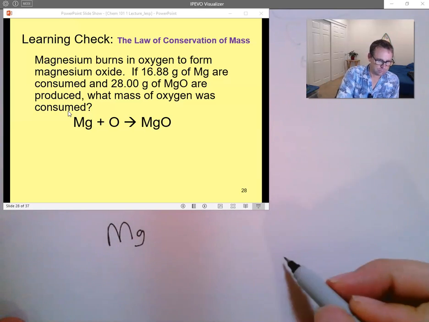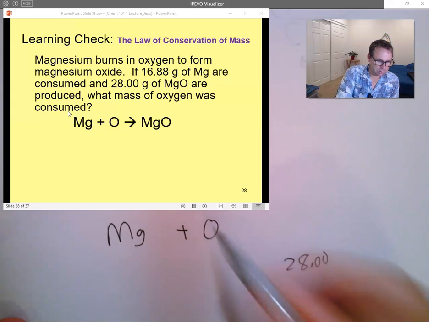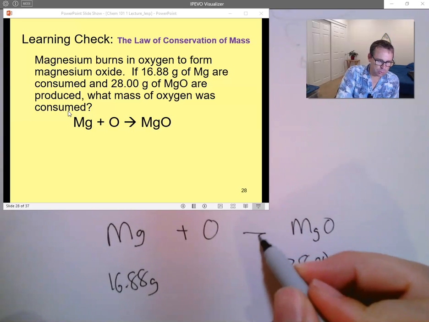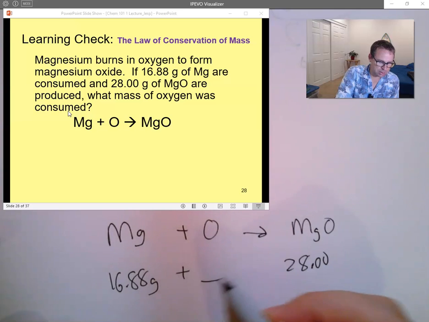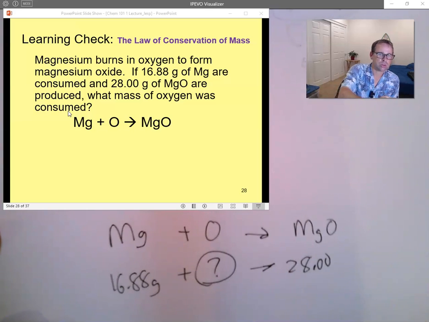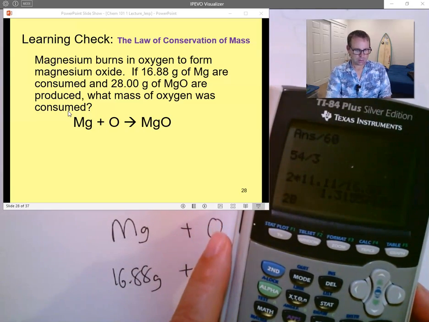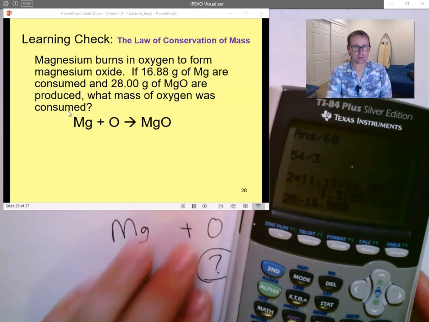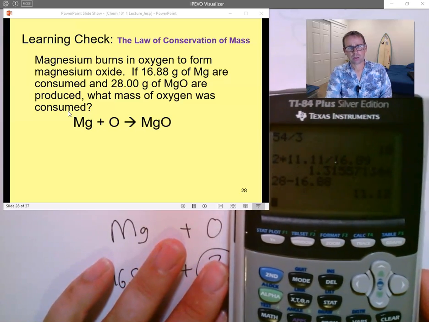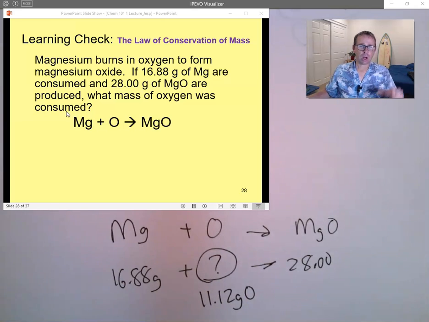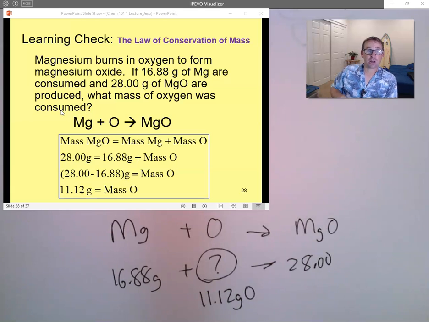28 grams minus 16.88 grams. Good, because magnesium is the 16.88 grams, and the magnesium oxide that's formed is the 28 grams. So this plus however much oxygen has to equal 28 grams. I'll get my calculator here, and I'll type in 28 minus 16.88, and my answer should be 11.12. So I get 11.12 grams of oxygen. And that's because of the law of conservation of mass. Whatever you start with, the mass of it ends up being the mass of the products.